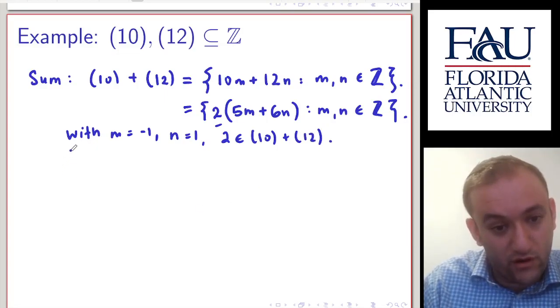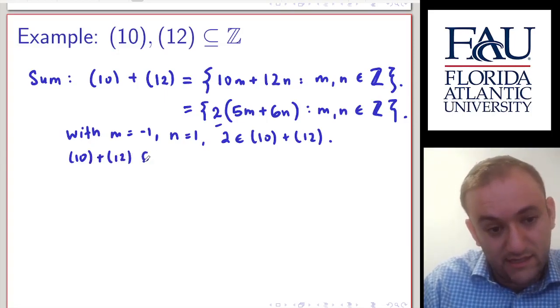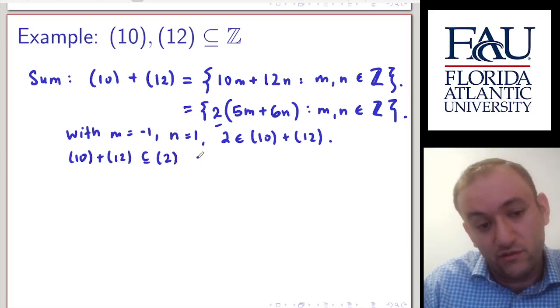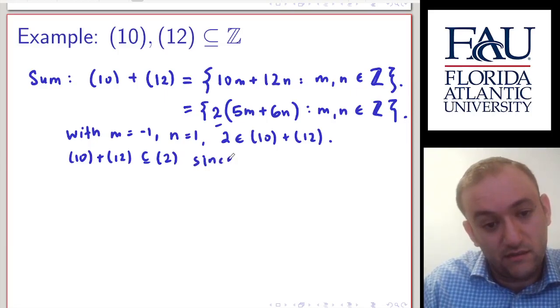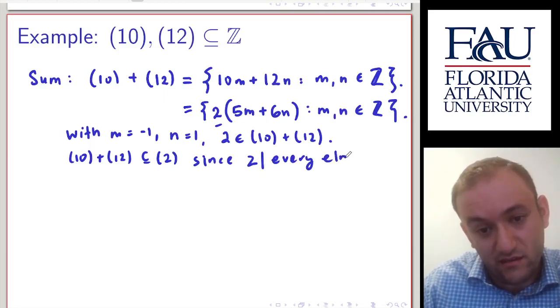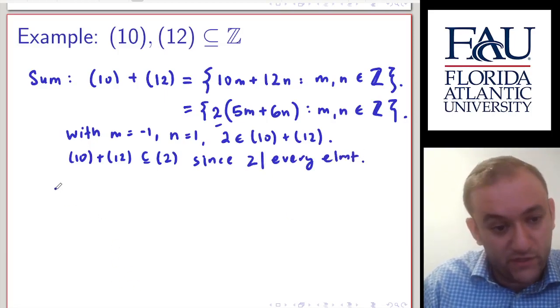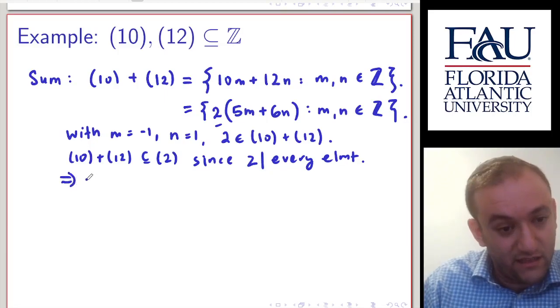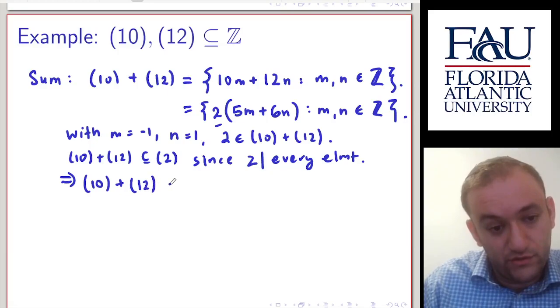And furthermore, (10) plus (12) is contained in the ideal generated by 2, since 2 divides every element of the set. Okay, so that tells me that, in fact, the sum of these two ideals is equal to (2). Okay.